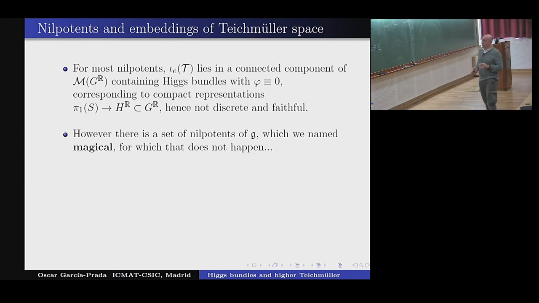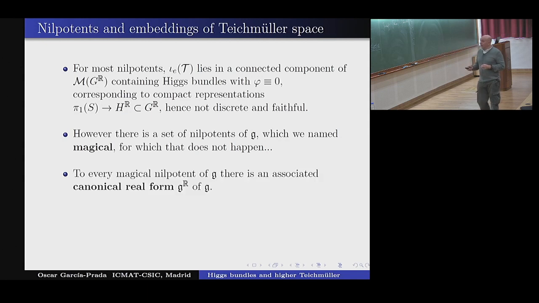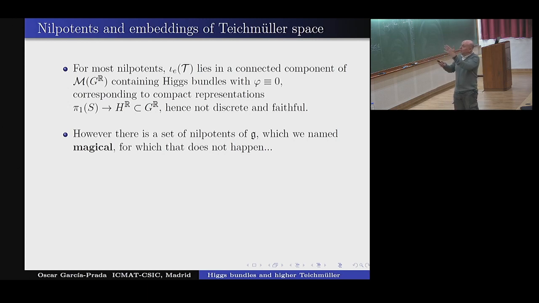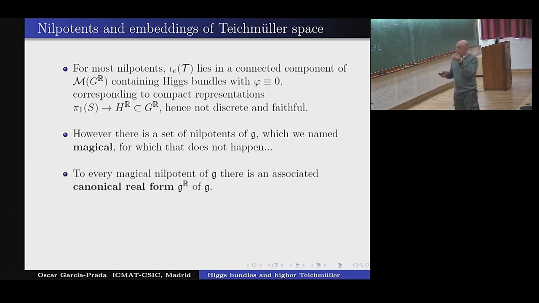We call them magical nilpotents. So far in this discussion, even though I have involved a real group, the notion of nilpotent is a nilpotent in the complex Lie algebra. And what happens is that those magical nilpotents do determine a canonical real form, in a way that I will explain in a few minutes.